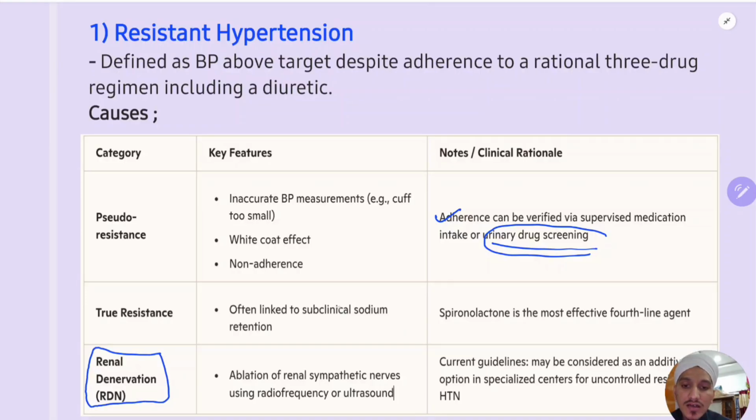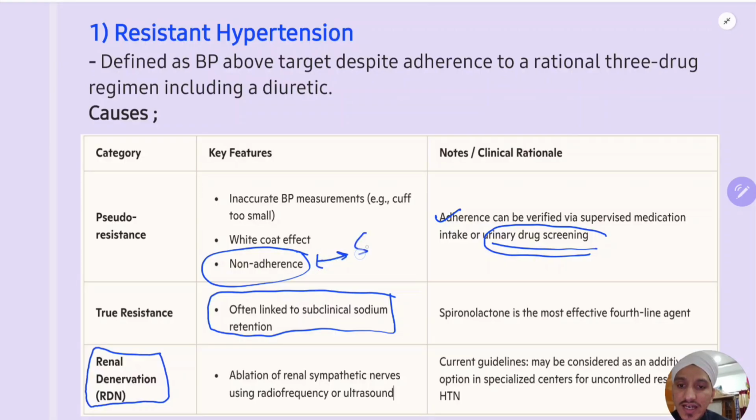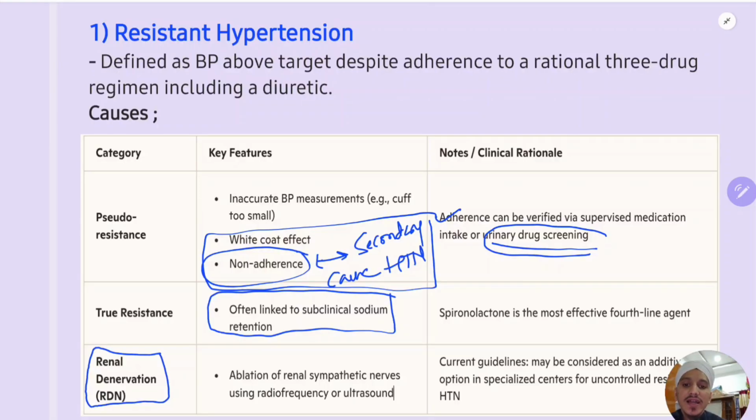So that you should rule out by asking the attenders. Okay, now in true resistance, when you establish it, you should exclude two important things. When you get a patient with resistant hypertension, you should exclude non-adherence, and one more thing is secondary causes of hypertension. Once you have excluded the non-adherence and the secondary causes of hypertension, then in total 5 causes are there. When you exclude all the causes, here not mentioned one is the secondary cause. So secondary cause should also be there.